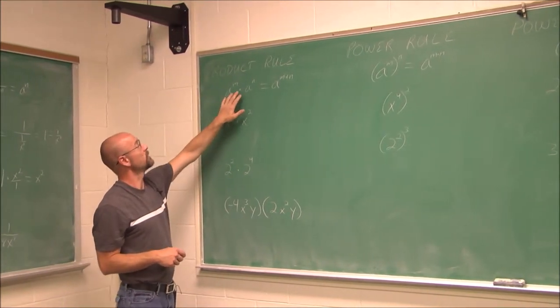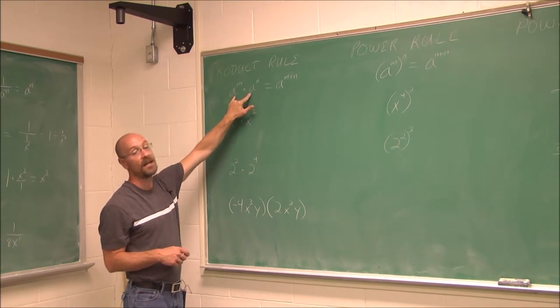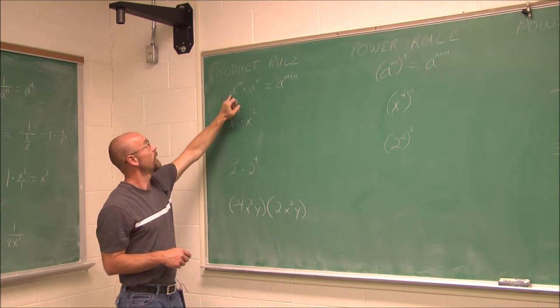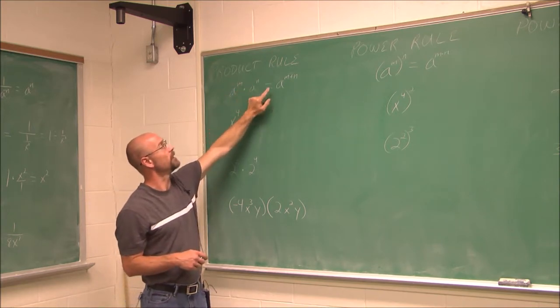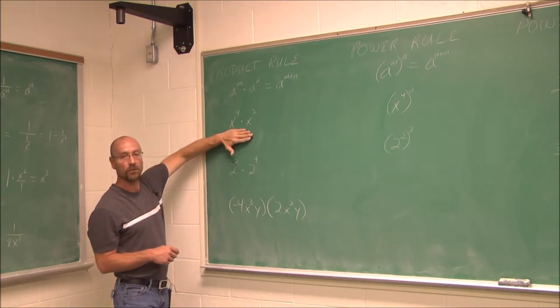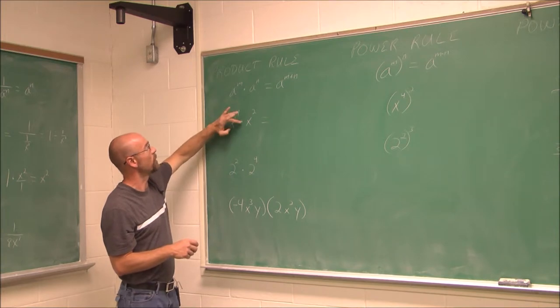The product rule is if we have two values that are being multiplied that have the same base, we can add their powers. A to the m times a to the n is a to the m plus n. Why does that work? Well, let's write this out in an expanded form. If we look at this example, I have x to the fourth times x squared.